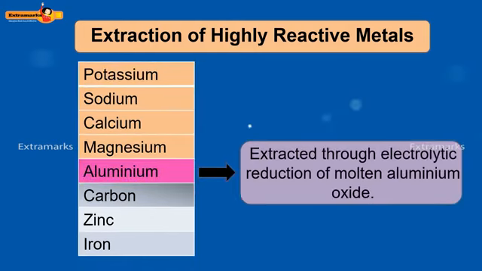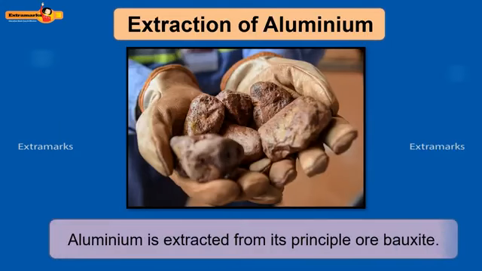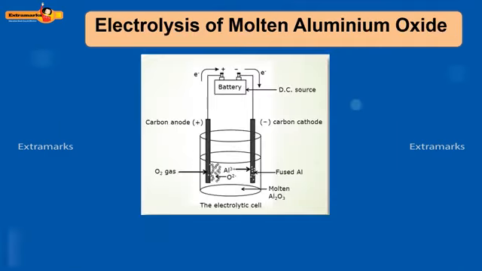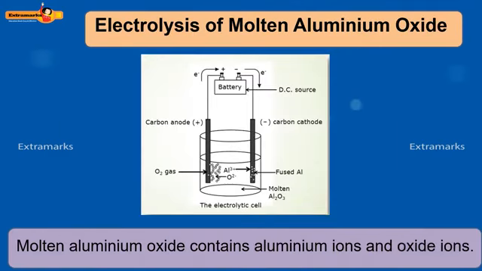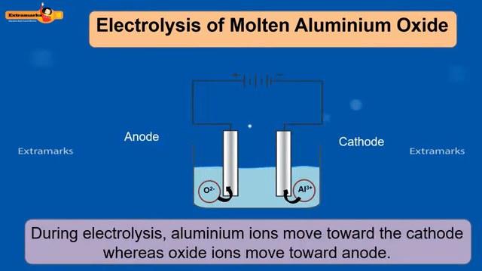However, aluminium metal is extracted through electrolytic reduction of molten aluminium oxide. Let's learn more about the extraction of aluminium. Aluminium is extracted from its principal ore, bauxite, which is mostly aluminium oxide. The ore is first purified before electrolysis. Molten aluminium oxide contains aluminium ions and oxide ions. During electrolysis, positively charged aluminium ions move toward the cathode, while negatively charged oxide ions move toward the anode.